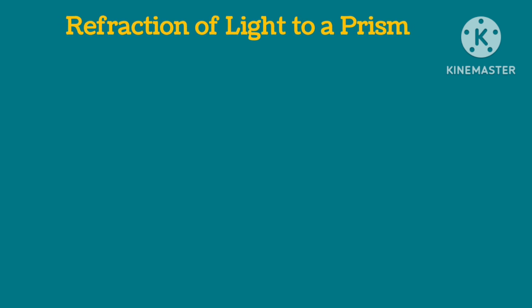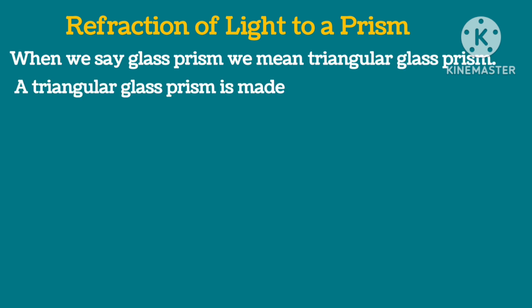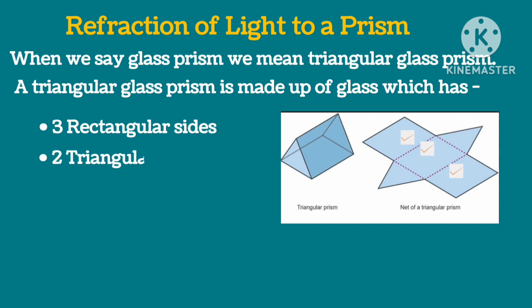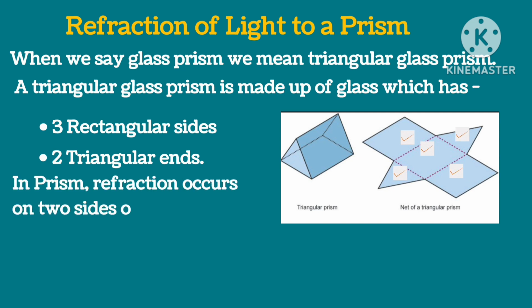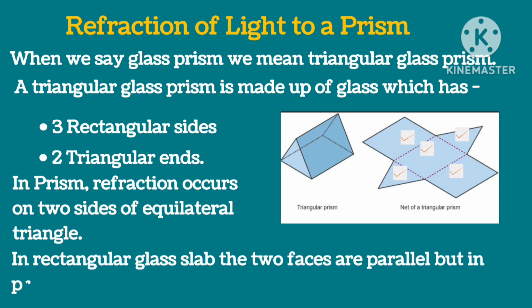Refraction of light from a prism. When we say glass prism, we mean triangular glass prism, and a triangular glass prism is made up of glass which has, as you can see in the picture, 3 rectangular sides, 1, 2, 3, and 2 triangular ends, 1 and 2. In prism, refraction occurs on 2 sides of the equilateral triangle. In a rectangular glass slab, the 2 faces are parallel, but in prism they are not parallel.